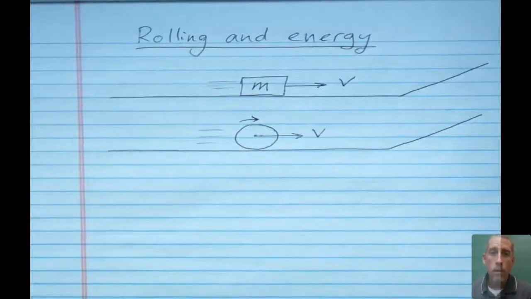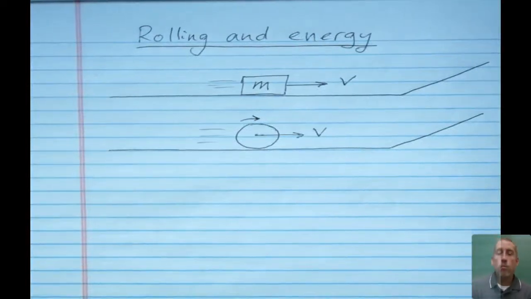I made this video to help you work through problems involving rolling where energy is going to be your best approach. If you look at the diagrams that I've drawn here, imagine we've got some objects that are moving across a horizontal surface and they come to an incline of some kind. A typical question might be, how far up the incline are these things going to go?